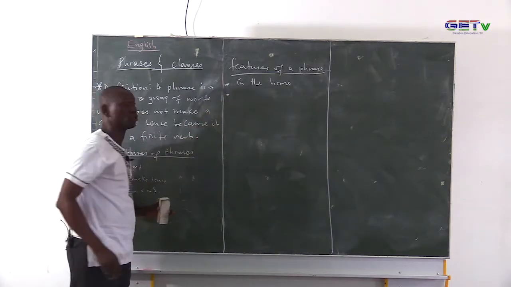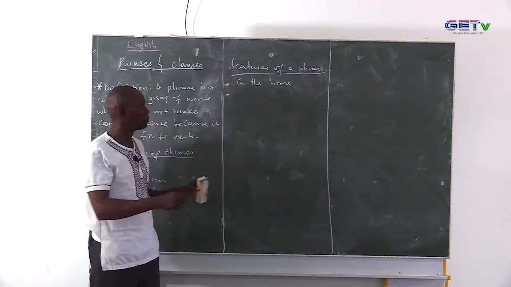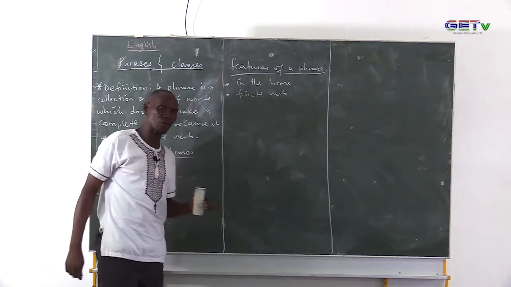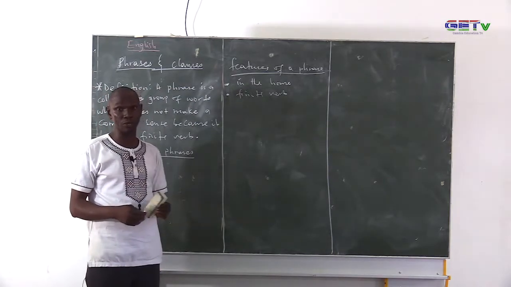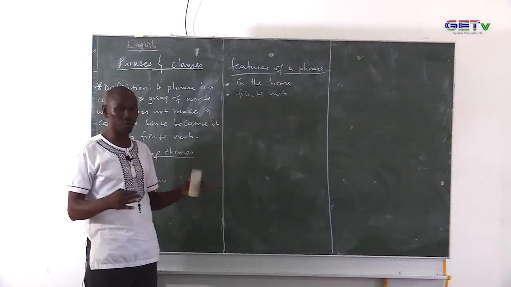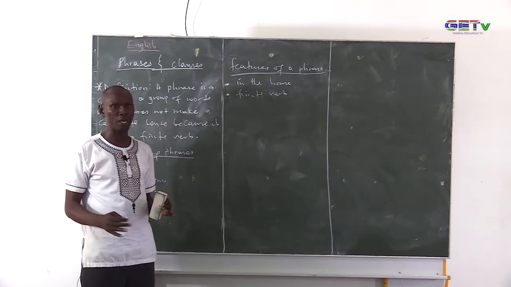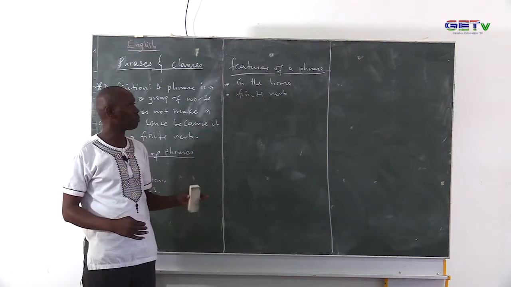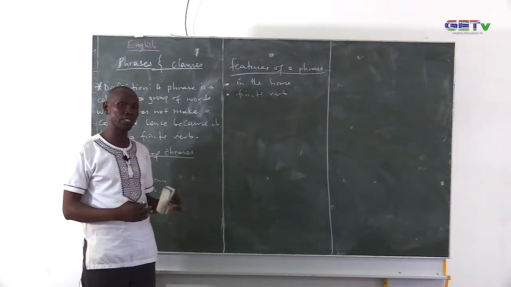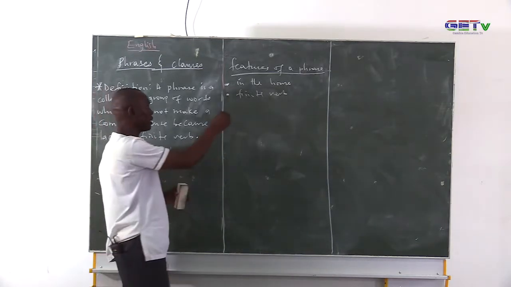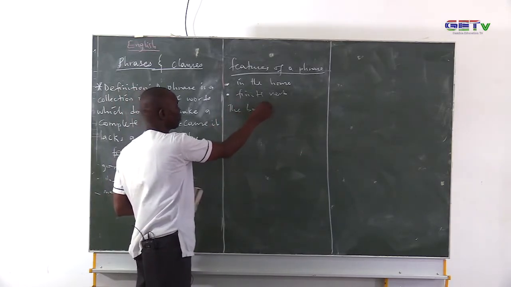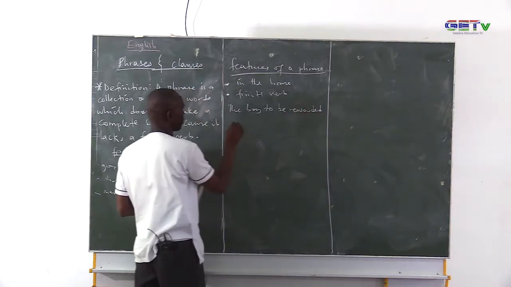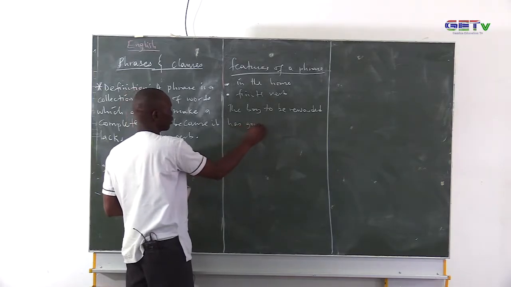Two, it does not contain a finite verb. That is very important. We may not say phrases are groups of words without verbs. Sometimes people define it that way, but no, phrases are groups of words with or without a non-finite verb. So you may have a group of words like "in the house" with no verb at all, but you may also have a group of words with verbs, and they are still phrases. Example: "the boy to be rewarded has gone".